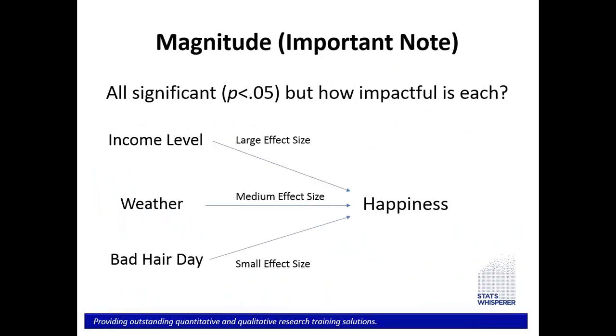If we don't have enough money for the necessities of life, that's going to impact our happiness. Weather might have a medium-sized effect on our happiness. Say it rains and your shoes are wet and you're all soggy, you might be less happy than if not. And then having a bad hair day might have a small effect size on happiness. That's the point. They all three might be significantly related to happiness, but they have a different impact.